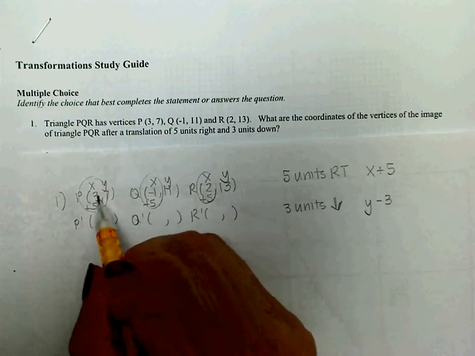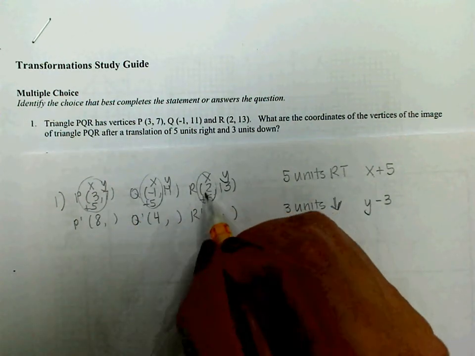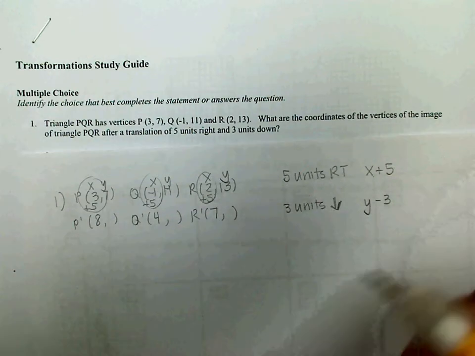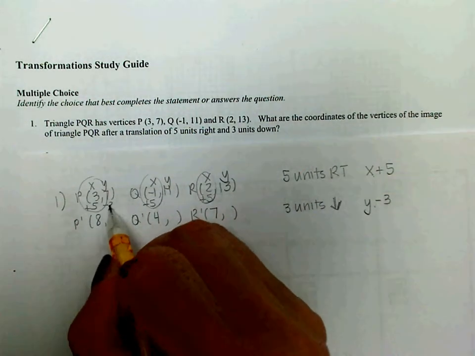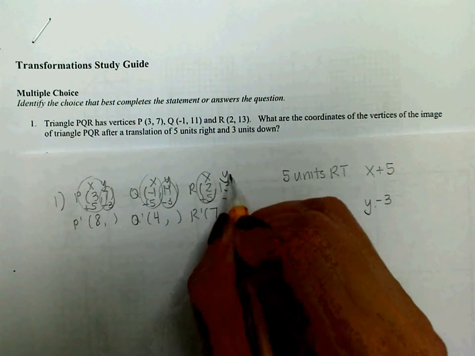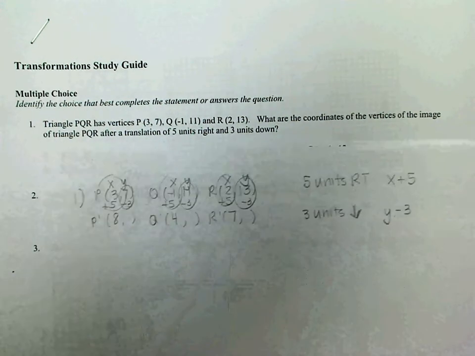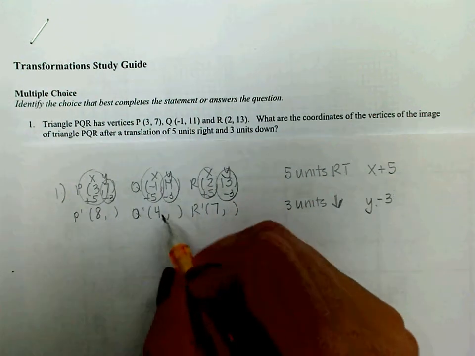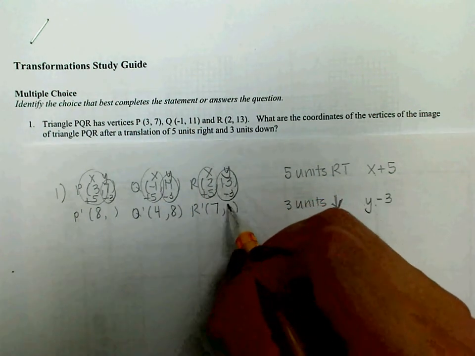So what's 3 plus 5? That's 8. Negative 1 plus 5, 4. 2 plus 5 is 7. Okay, so we're done with that. Now the Y's go down 3. So you're going to subtract 3 from each Y. Now, if you have multiple choice, you might be able to start canceling out already, but I'm just going to do this for a second. 11 minus 3 is a positive 8. 13 minus 3 is a positive 10.